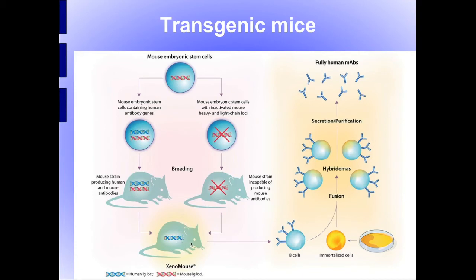We can then challenge these transgenic mice with the antigen of interest. The mice start to produce B cells which are producing human antibodies. So we can then go ahead through our usual route of immortalizing these B cells to produce hybridomas and then secrete and purify fully human antibodies. And once we've got the sequences of the antibodies by any of these methods, we can then produce them by expression in things like CHO cells, Chinese hamster ovary cells, or HEK cells, human embryonic kidney cells.